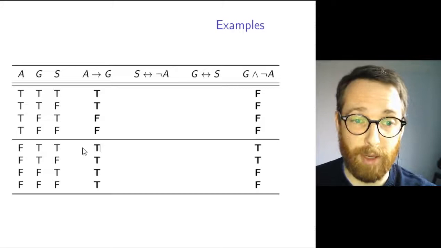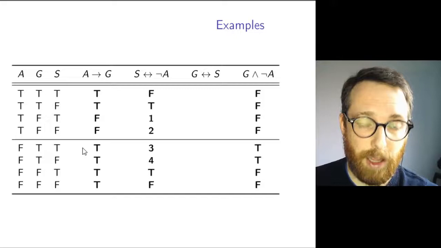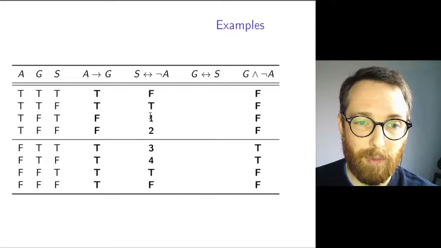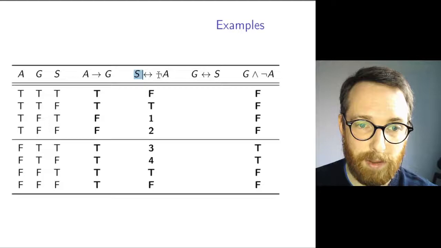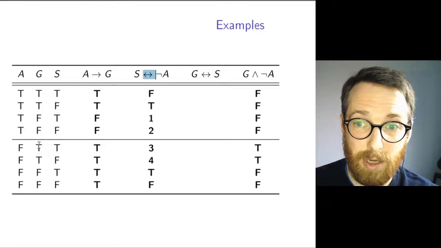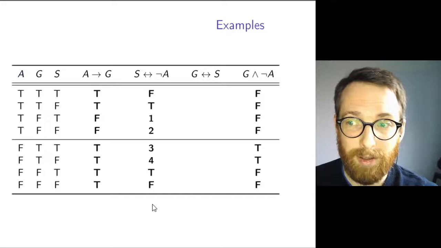Okay. Here's another column. S, if and only if, not A. I have filled in some of them for you. I want you to figure out what goes in 1, 2, 3, 4. So this is a sentence about S and about not A. It's biconditionaling them. You're going to ignore the G column because we've only got an S and an A in here. So take a second, figure it out.